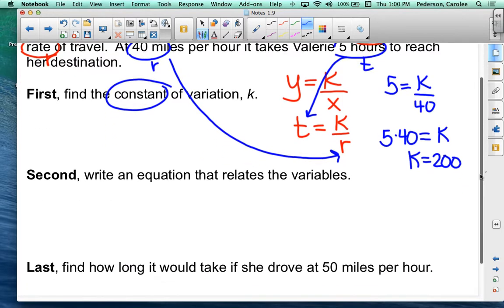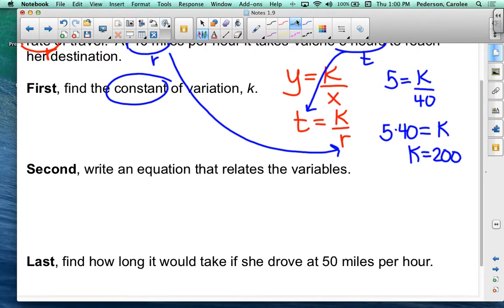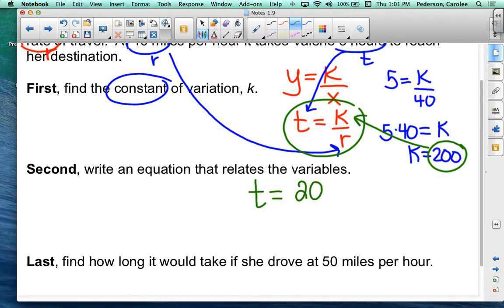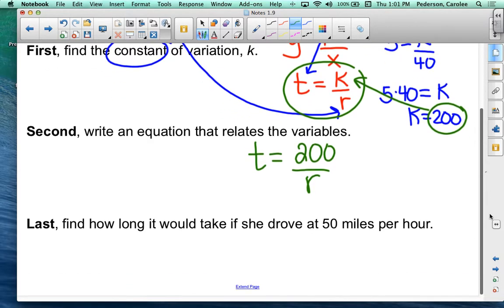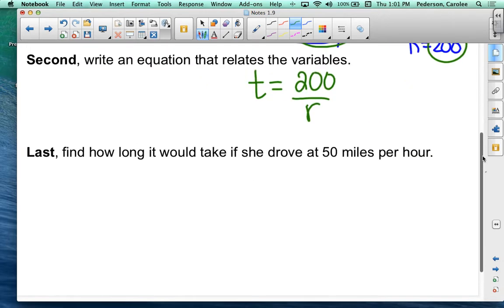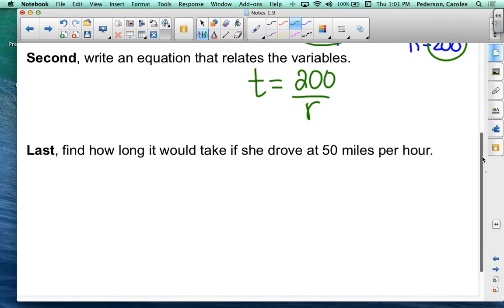Now let's rewrite it. Here it was our equation without the k value. Now we know it, so we're going to throw that 200 in. So we say t equals 200 over r. Last, we can go out and ask a bunch of questions about this equation and solve for time or solve for rate. So here is step 3.